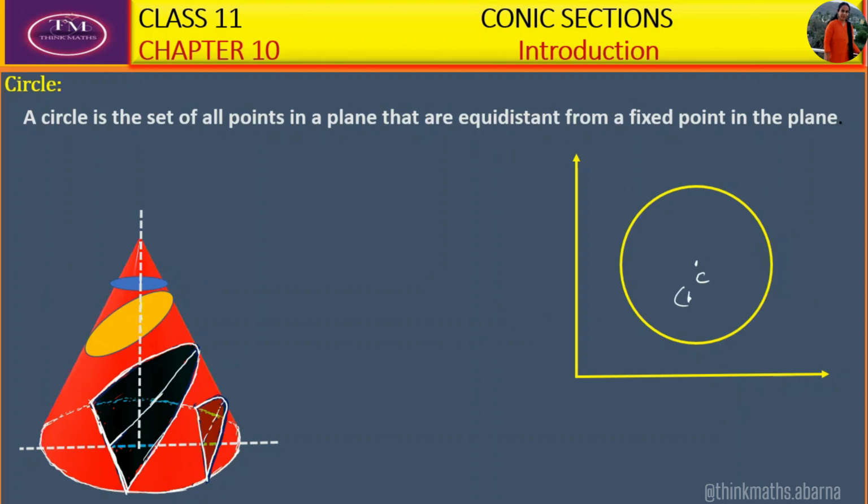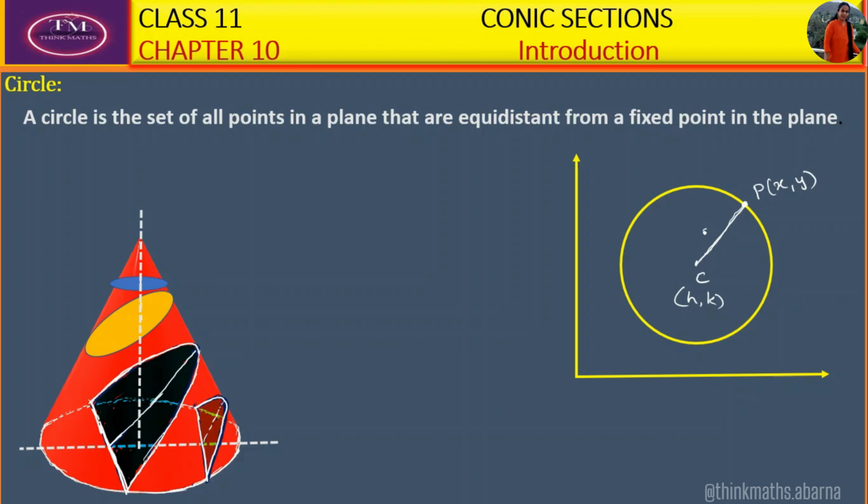Let us have the center point at h comma k and there is a point P on the circle at x comma y. The distance between C and P, that is, from the center of the circle to the circumference of the circle.